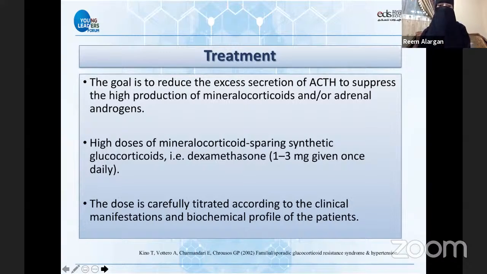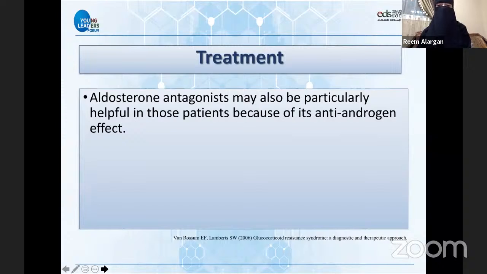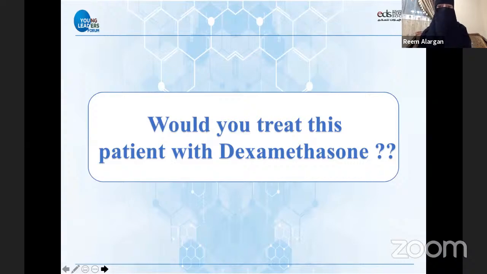Now the treatment, the goal is to reduce the excess ACTH, and by that you will suppress the high androgens and high mineralocorticoid, and that could be achieved by giving high doses of mineralocorticoid-sparing synthetic glucocorticoids like dexamethasone. You could give 1 to 3 milligrams, and the dose is carefully titrated according to the clinical manifestation and biochemical profile of the patient. So we expect that treatment with dexamethasone will ameliorate their clinical manifestation, will normalize their concentration of plasma ACTH and androgen, and will reduce the risk of adrenal adenoma and testicular adrenal rest tumor. Aldosterone antagonists may be particularly helpful also in those patients to treat their hypertension, and have another advantage that they have an anti-androgen effect.